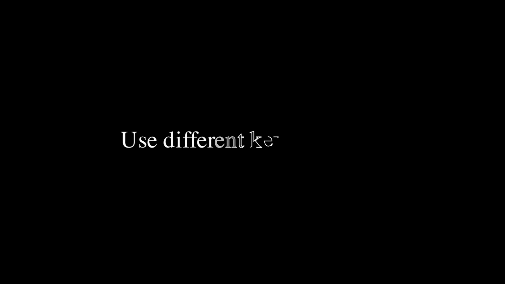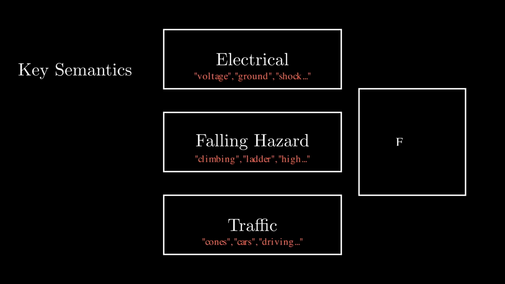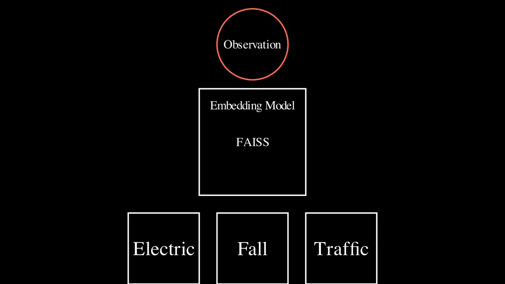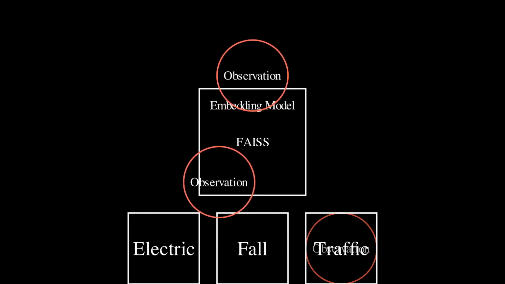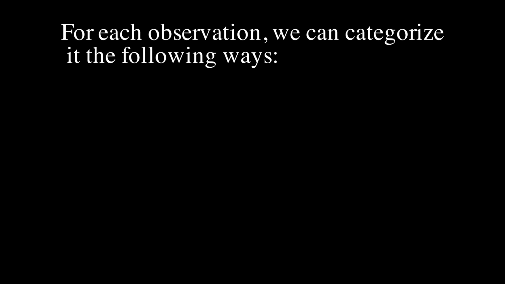But if we want to gain deeper insights, we might want to categorize other things other than just risk. To do this, we can just repeat a similar process, but with different keywords and bucket labels. For example, we can categorize each observation on its type of hazard, either electrical, traffic, or a falling hazard. Now, we can put all this work together to categorize each observation on 3 different levels simultaneously.